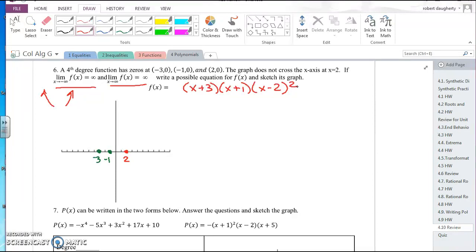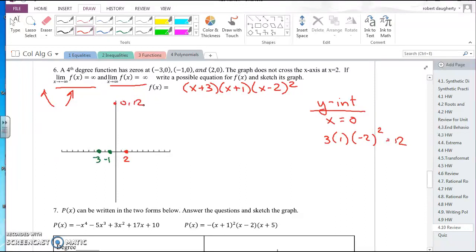What I can do to double check this, what would be my y-intercept? My y-intercept is what I get when x is equal to 0. So I would get 3 times 1 times -2 squared. So that is 12. So it's going to have to go through the point 0, 12.